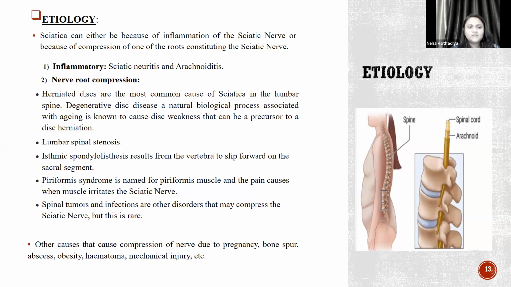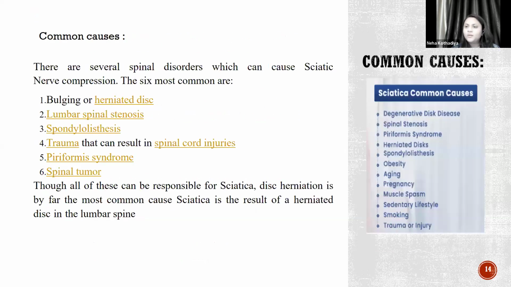Lumbar spinal stenosis, spondylolisthesis, piriformis syndrome, spinal tumors, and infection are rare conditions, but they may cause sciatica. Other causes: pregnancy, bone spur, abscess, obesity, hematoma, and mechanical injuries. What are the common causes that develop sciatica? Several spinal disorders can lead to sciatica, as we discussed earlier: herniated disc, spinal stenosis, trauma, piriformis syndrome, and spinal tumors.